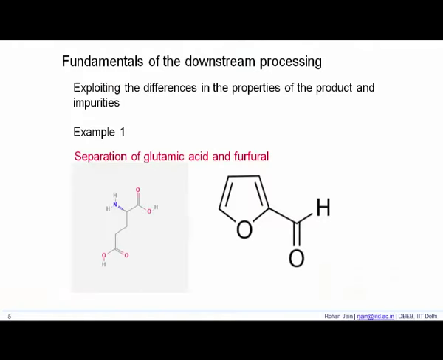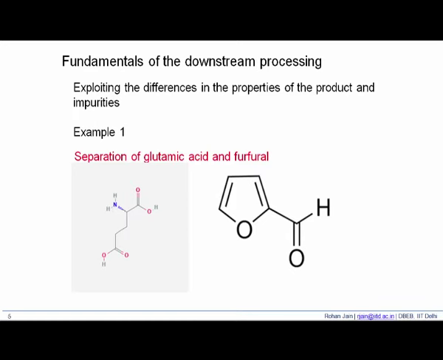Okay. So, these are the fundamentals of downstream processing. Let us have a couple of examples. We want to exploit the difference in the properties of the product and impurities. So, let us say you have a product, glutamic acid, on the left hand side of your screen, and furfural on the right hand side. How would you go about separating them? I would like you to focus on the structure. Just have a look at the structure first.